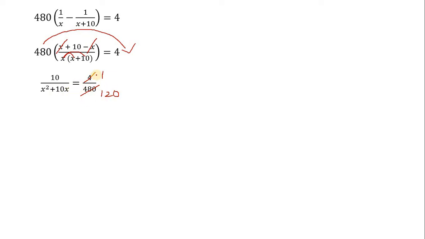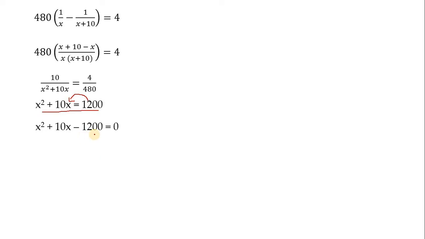Here 1 is there, and anything multiplied by 1 gives the same thing. So we will get this thing here, and 120 multiplied by 10, so we'll get 1200. Now it is not in the standard form of a quadratic equation. Hence this 1200, transferred to this side, becomes minus 1200.